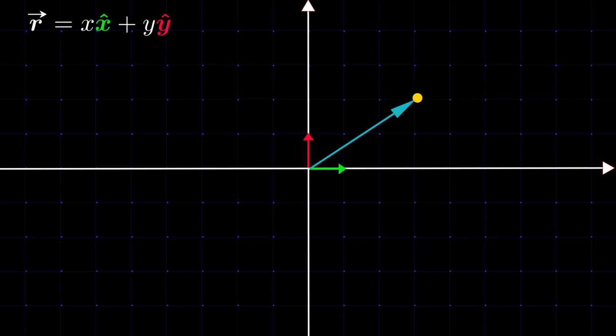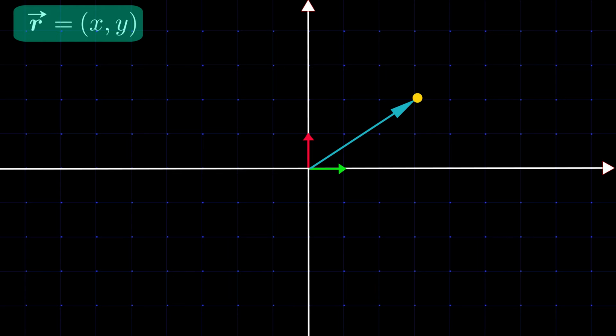Now that we have our building blocks, we can use them to reach the end of our arbitrary vector r by simply shrinking or stretching them and then adding the outcome together. This leads us to the notation used to describe r in this coordinate system, where r is equal to x, this is the magnitude of the x component, multiplied by the x unit vector, plus the magnitude of the y component, times the y unit vector. To simply show this, we just use the amount each unit vector is stretched between curved brackets, aka the magnitude of x and y, which is hopefully how you're used to seeing coordinates expressed.